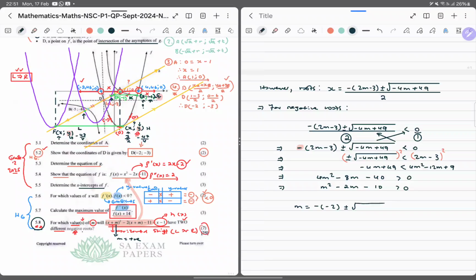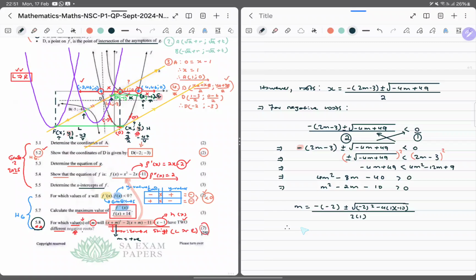Plus or minus the square root of essentially minus 2 squared minus 4 into 1 into minus 10. I mean, guys, I don't know what the examiners were smoking here. They surely smoked ganja. Otherwise, this is crazy.